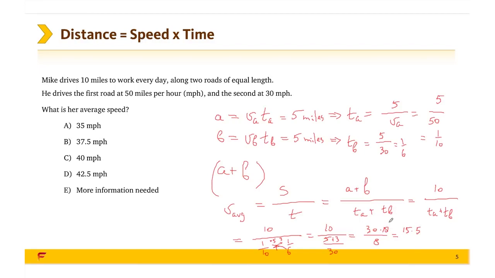So I took 2 out of here, took 2 out of here. So I took 4 and then have just 2 left. 15 times 5 over 2, which is 75 over 2, which is nothing but 37.5 miles per hour. And this is our answer.